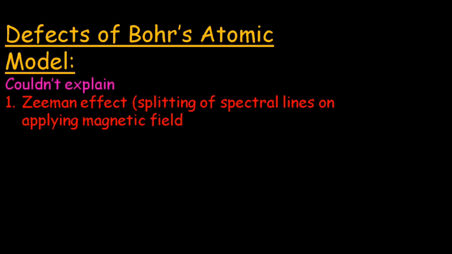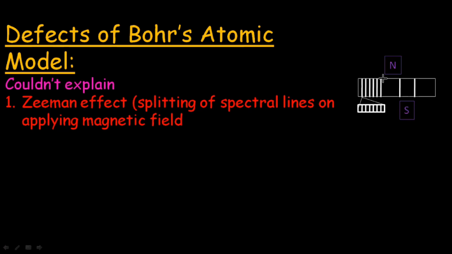First of all, the spectra Bohr studied didn't explain the Zeeman and Stark effect. The Zeeman effect is when the spectra is studied under the application of an external magnetic field, and the spectral lines split up into several very fine lines. This is the spectra when applied with an external magnetic field. The spectral lines, these white colored lines which are showing the emission spectra, split up into several very fine lines. This effect is called the Zeeman effect, and Bohr didn't explain it.